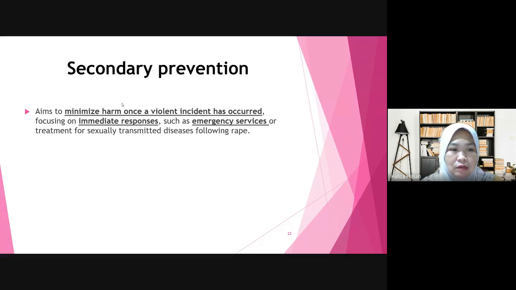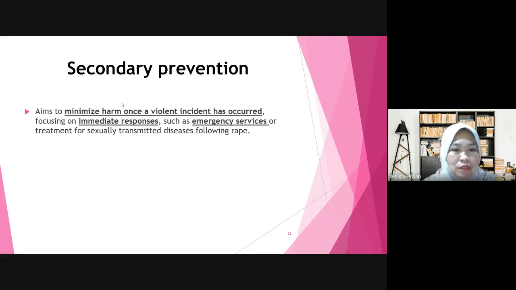Okay, secondary prevention aims to minimize harm once a violent incident has occurred, focusing on immediate responses such as emergency services or treatment for sexually transmitted disease following. So this is an example for sexual abuse, or domestic violence or violence.